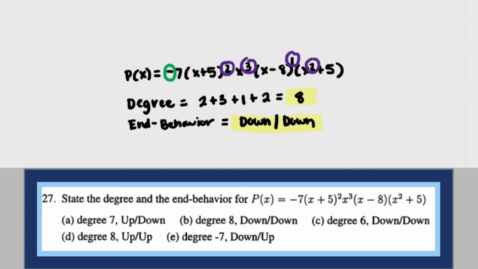So that's going to be the answer to number, I believe it's 27, and the answer choice that correlates to what we got is answer choice B. So now we're going to move on to number 28.